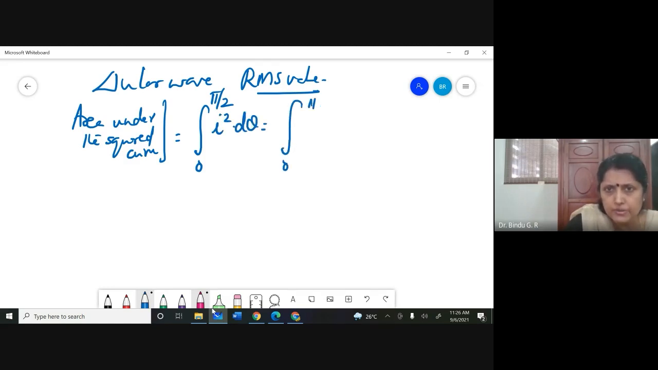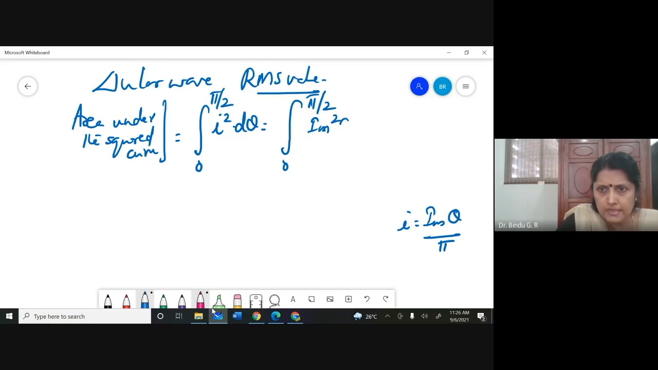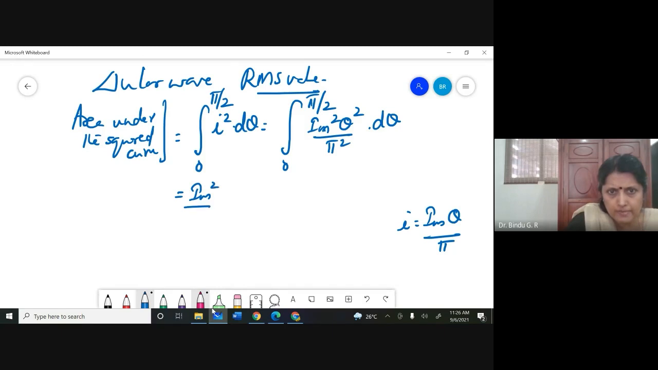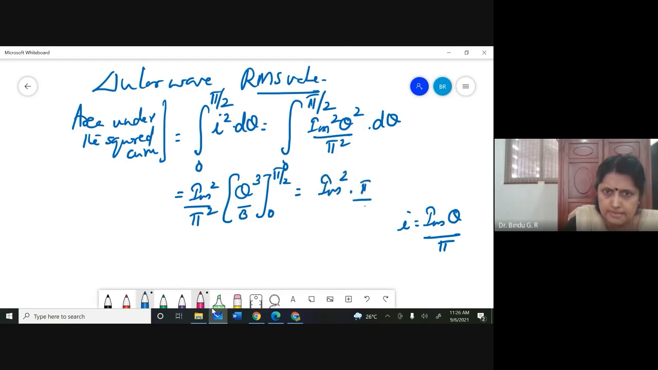That is integral 0 to pi by 2. My equation was what? i is equal to Im theta by pi by 2. So Im squared theta squared by pi squared d theta, or Im squared by pi squared, I have theta cubed by 3 between the limits 0 to pi by 2. That you will get as Im squared into pi by 6. Check whether you are getting this.